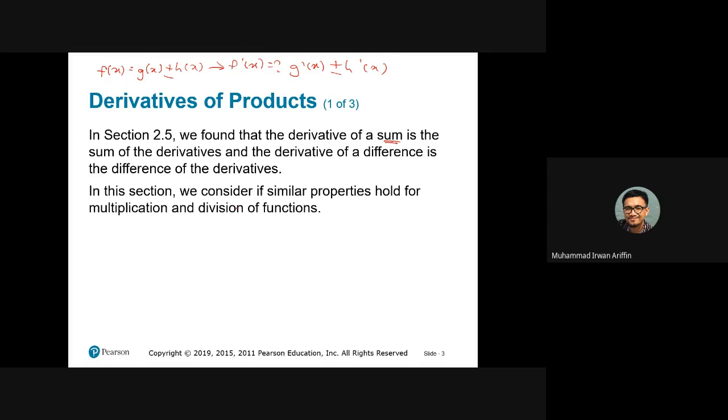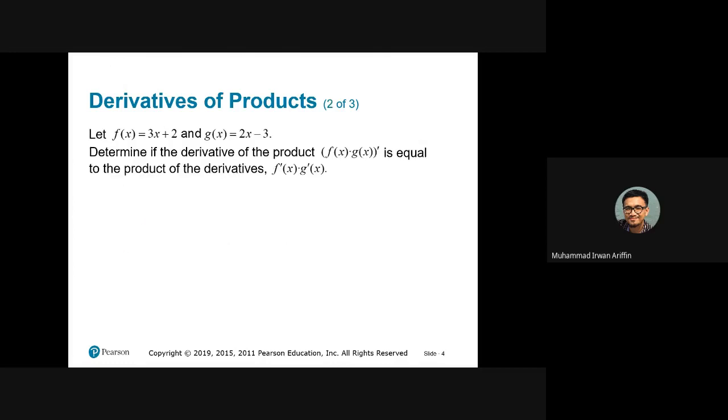Now we want to check if similar properties hold for multiplication and division. So we're going to test the theory with an example. Let's say we have these two functions, f of x equals 3x plus 2, and g of x equals 2x minus 3. Now we want to determine if the derivative of the product is equal to the product of the derivatives. Can we apply the same rule as we applied for summation and difference, for plus and minus? So let's see the solution.